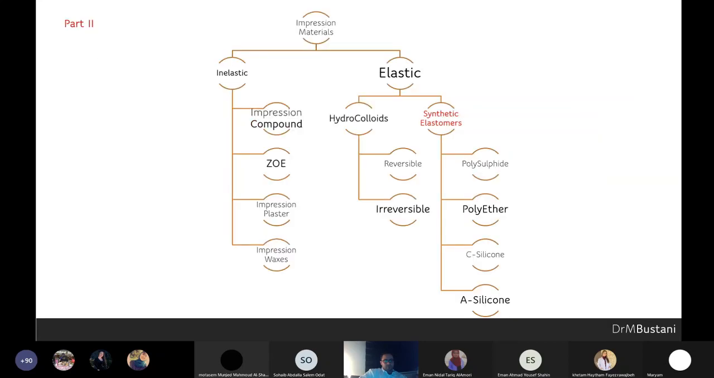And we are done with part 1, as I think we are almost halfway. Next time we will be talking about synthetic elastomers: polysulfide, polyether, silicones, A silicone and C silicone.